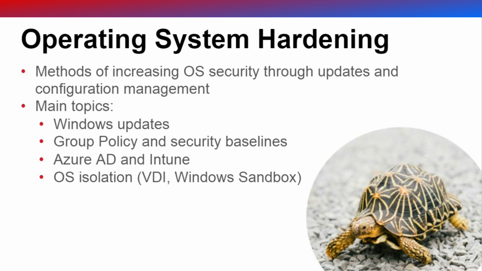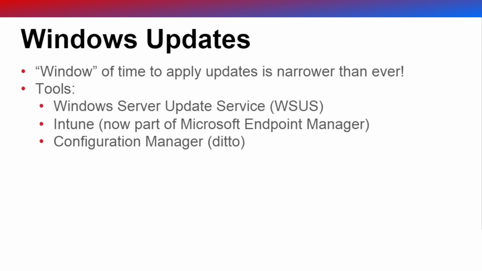So our topics here in operating system hardening: Windows updates, group policy and security baselines, Azure AD, and then Intune, which is Microsoft's mobile device management platform. And then some operating system isolation capabilities for specific circumstances. We'll talk a little bit about virtual desktop infrastructure there, and something somewhat new called the Windows Sandbox. All right, so updates.